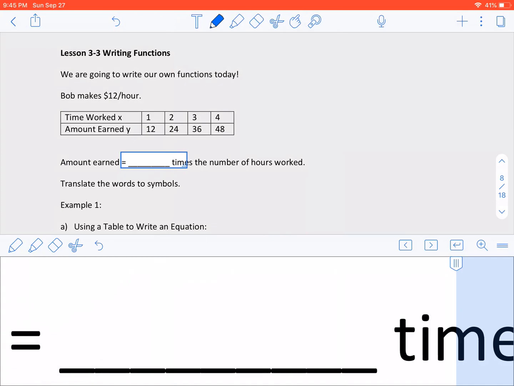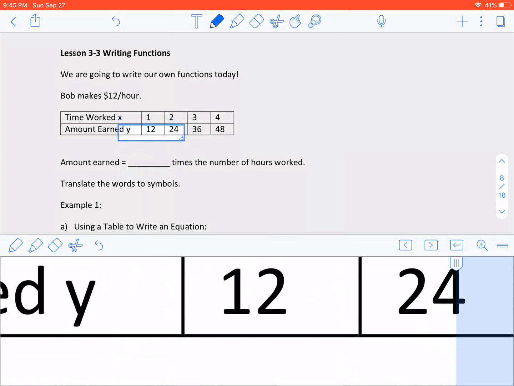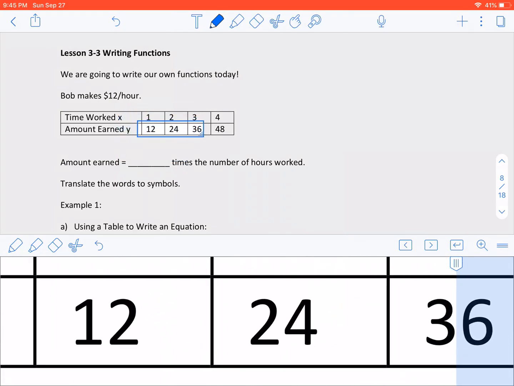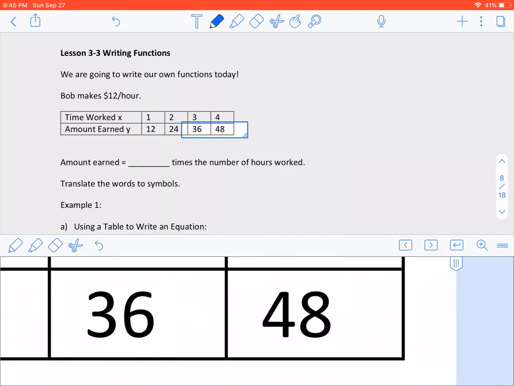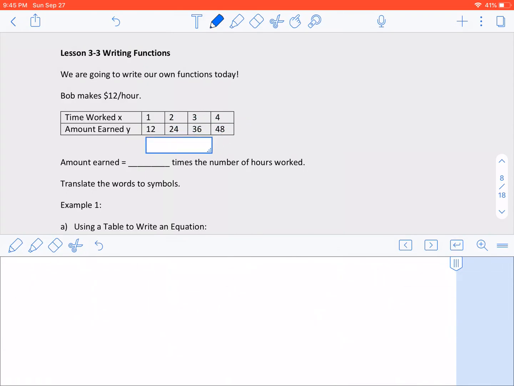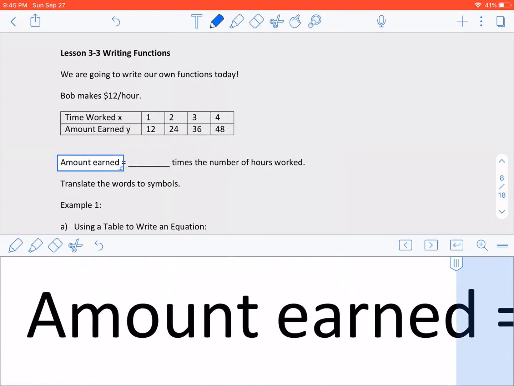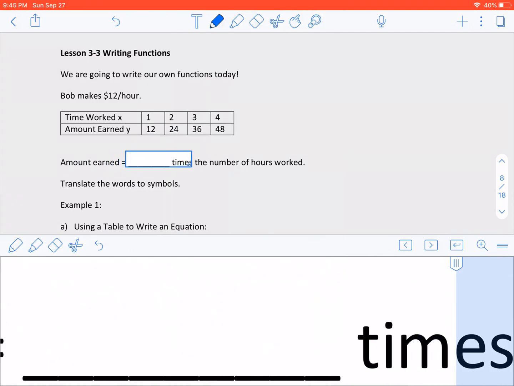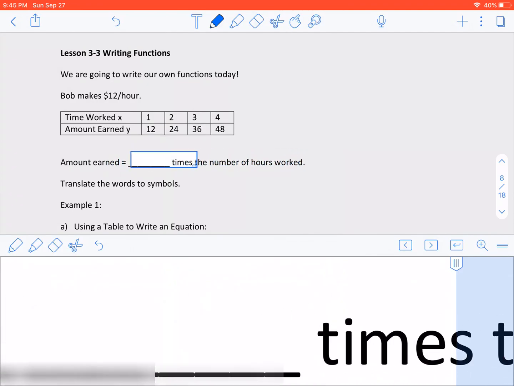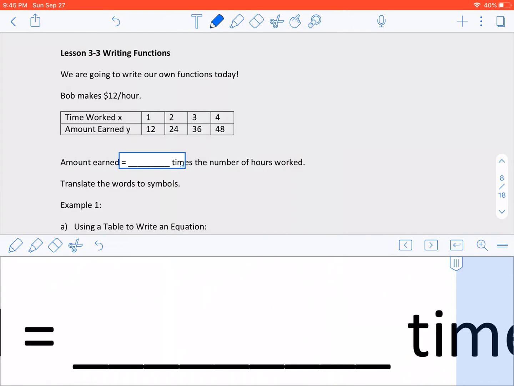Bob makes $12 an hour. Therefore, after 1 hour he makes 12, 2 hours he makes 24, 3 hours he makes 36, 4 hours he makes $48, and so forth. So the amount earned, how much Bob makes, equals blank times the number of hours worked. Well, if you take the number of hours he worked times 12, you get how much he pays.